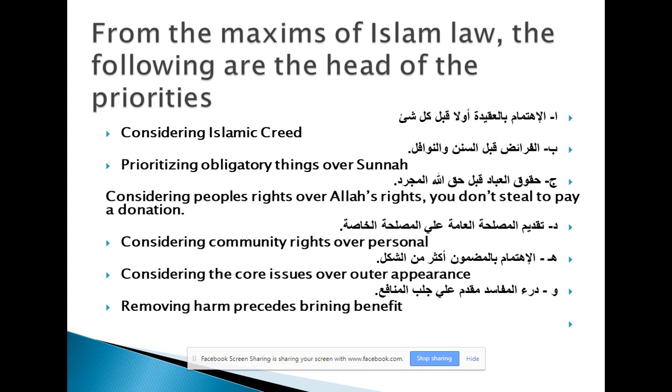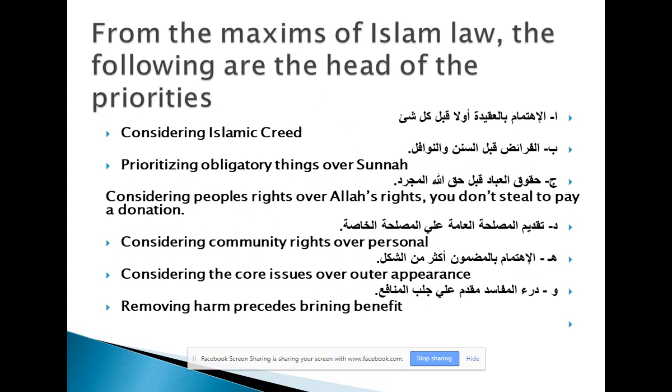Giving precedence to the public interest over the private interest, considering the community's rights over the personal, meaning in public. For example, when we talk about public safety, you can't say, okay, I want to have the freedom to drive the way I want. No, we consider the community's safety as a priority. This is just an example, of course.